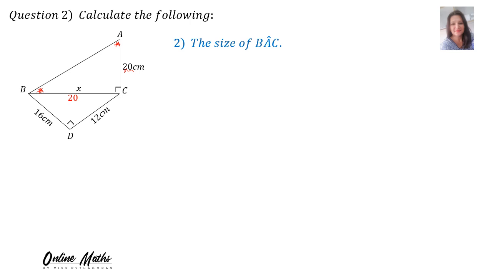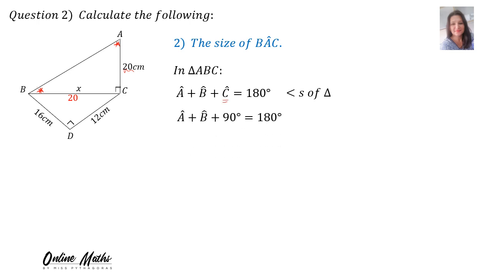So we will start by saying that in triangle ABC, although it's a right angle triangle, we can say that angle A plus angle B plus angle C is equal to 180 degrees, and the reason: angles of a triangle. Then we know that angle C is 90 degrees. That's where the right angle is.